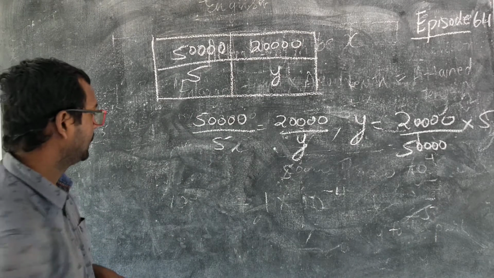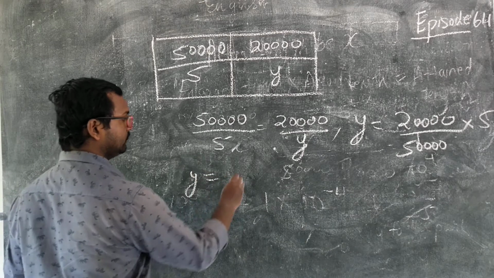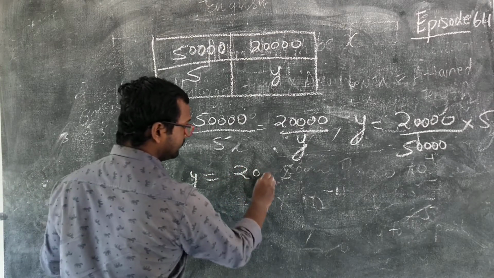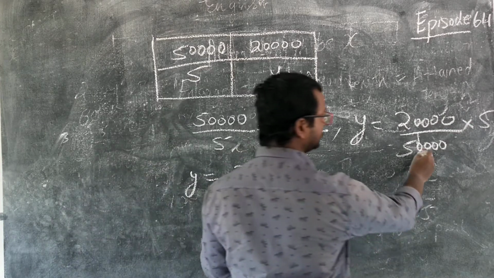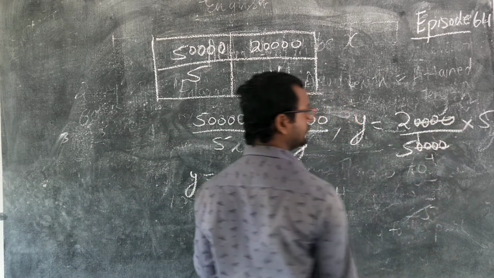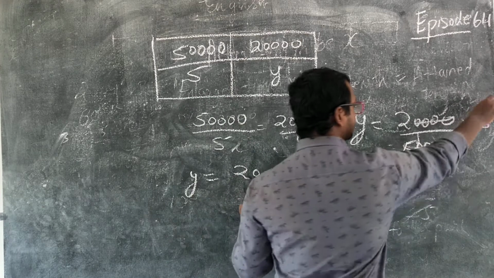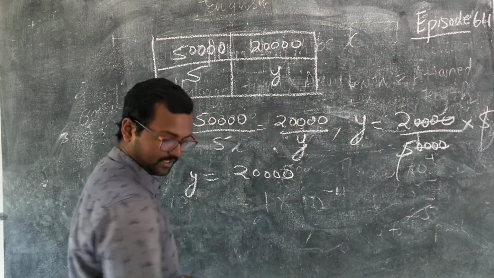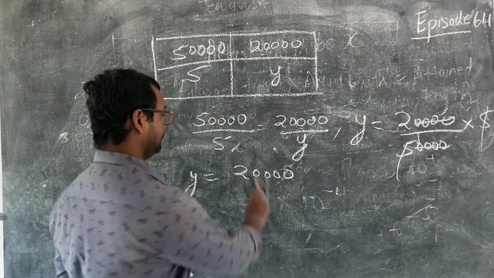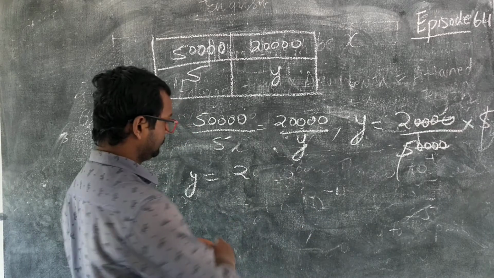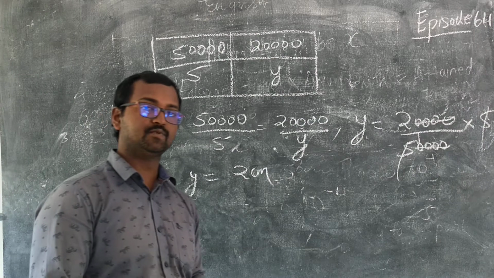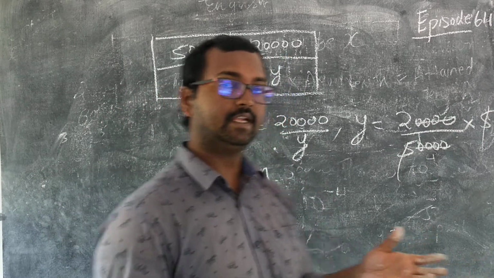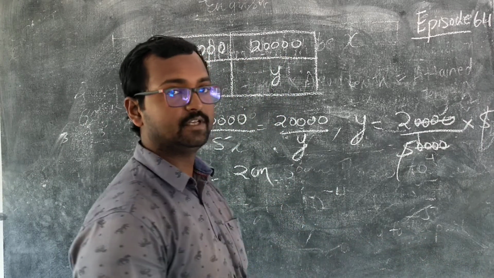So we get y is equal to 20,000 into 5 divided by 50,000. See here, 1, 2, 3, 4 zeros, 1, 2, 3, 4. These zeros will get cancelled. This 5 and this 5 will get cancelled. So the final answer is actually 2 centimeter. So when we enlarge the bacteria 20,000 times, we will get a picture which is only 2 centimeter.